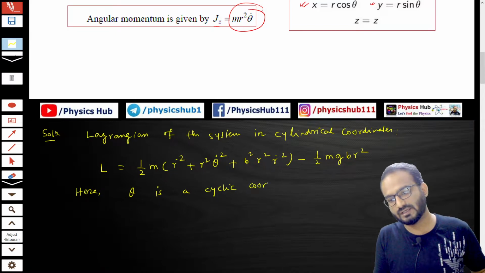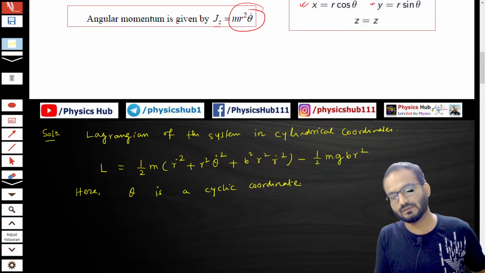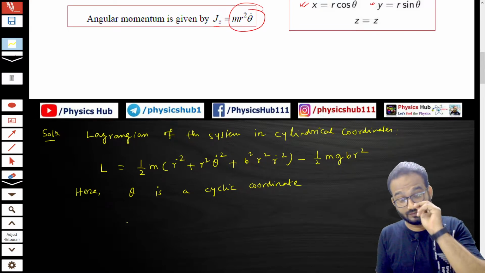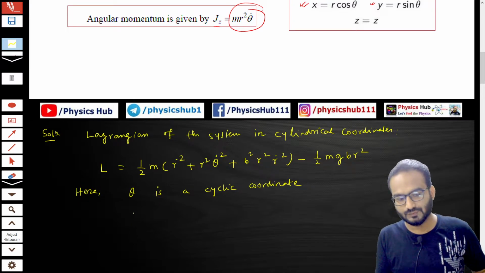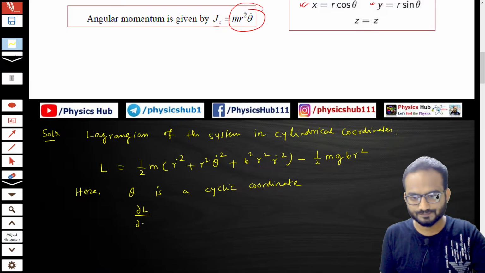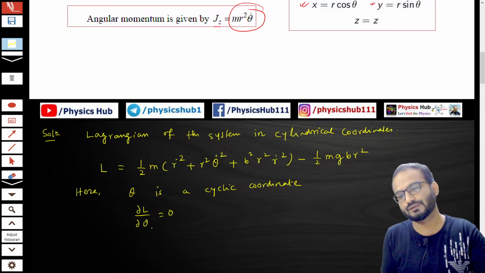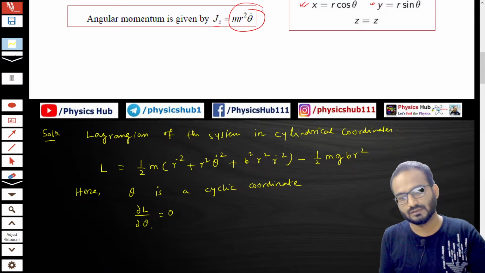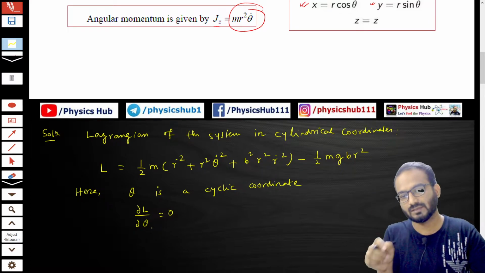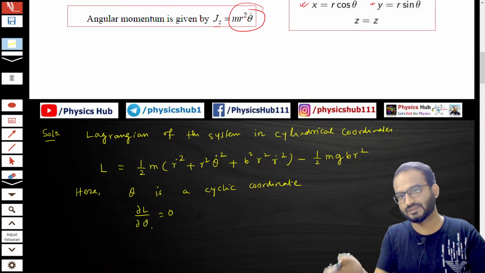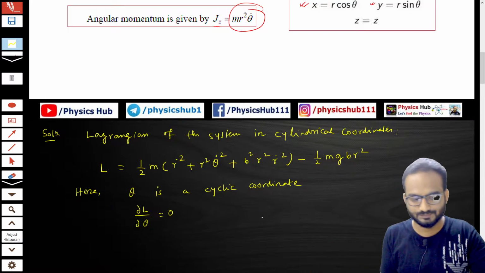If some coordinate doesn't appear in the Lagrangian, we call it cyclic. And you know, for a cyclic coordinate, the corresponding momentum is constant. So ∂L/∂θ is equal to 0. And from the Euler-Lagrange equation, you can write d/dt of (∂L/∂θ dot) is equal to 0, meaning ∂L/∂θ dot is constant.